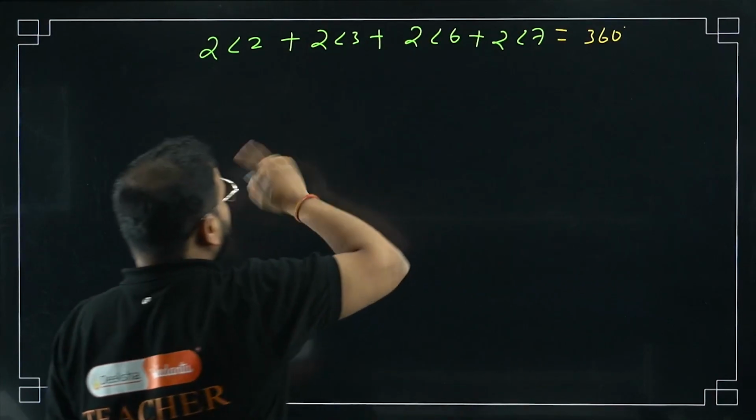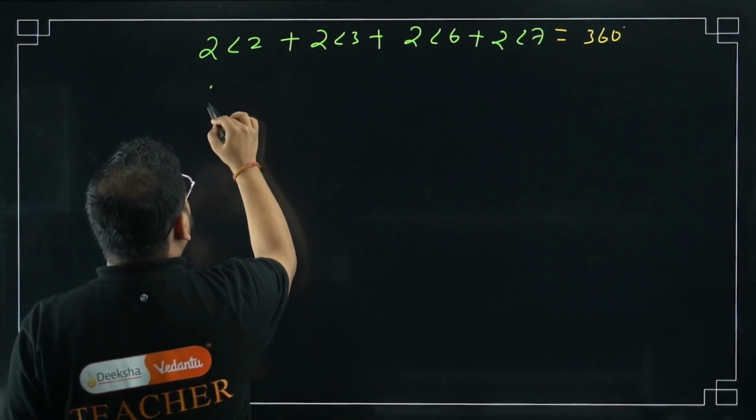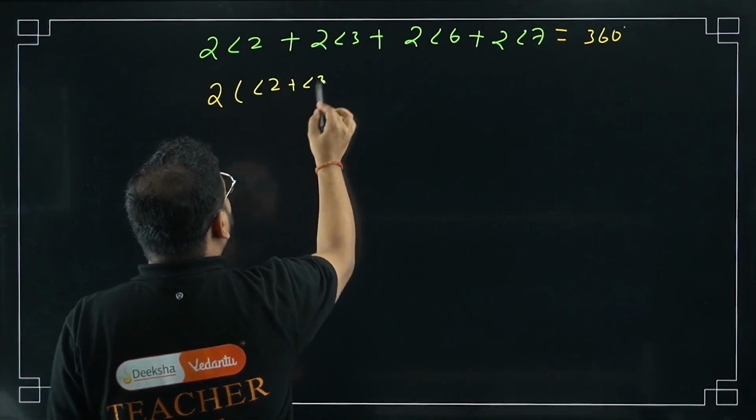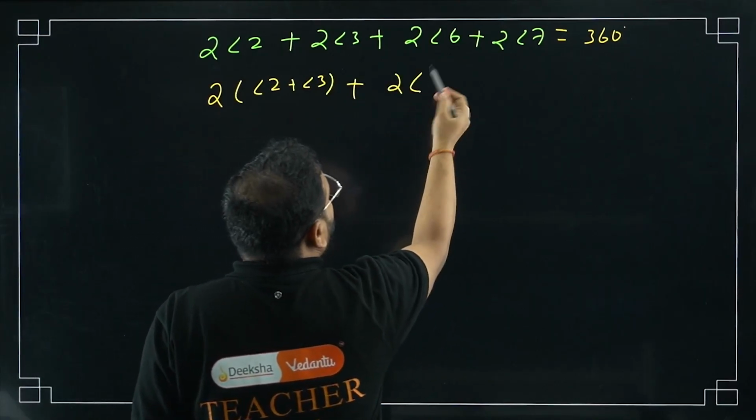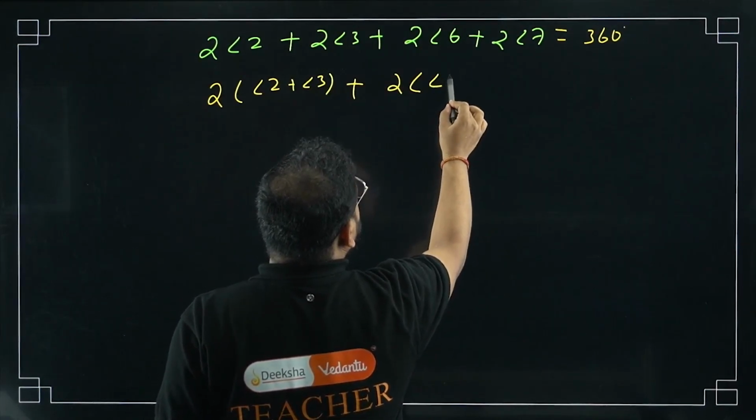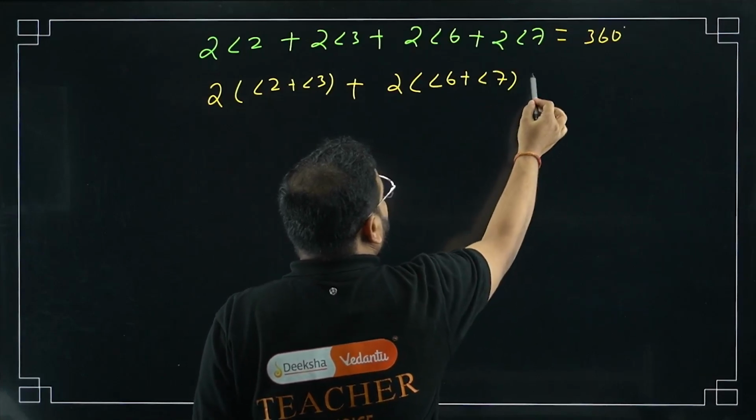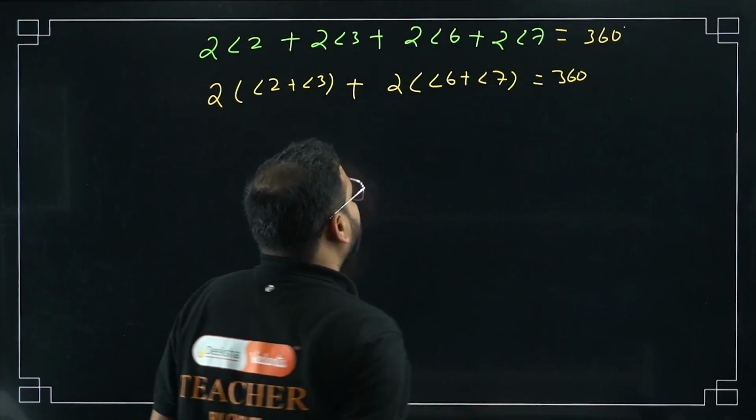Okay. Now do one thing. Take 2 common. So take 2 common here. Angle 2 plus angle 3 I'm getting over here. Take 2 common over here. What is it? Angle 6 plus angle 7 I'm getting over here. This is 360 degrees. I can take 2 common again.